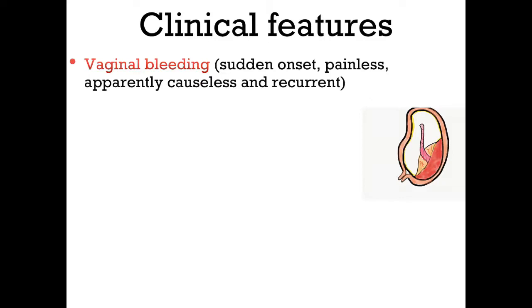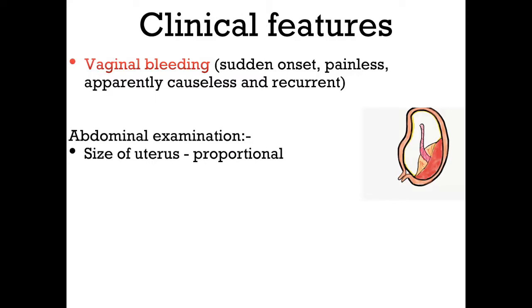So the clinical features of placenta previa: one of the most common symptoms with which patients present is vaginal bleeding, and it can be either sudden onset or recurrent vaginal bleeding as well. One more thing to remember is that mostly it is painless, and we don't know the cause for bleeding in such patients. So if a patient comes with this kind of presentation, you must suspect placenta previa, because placenta previa is one of the most common causes of antenatal hemorrhage.